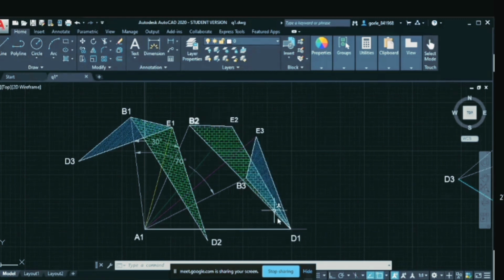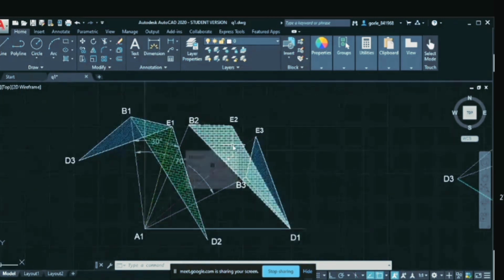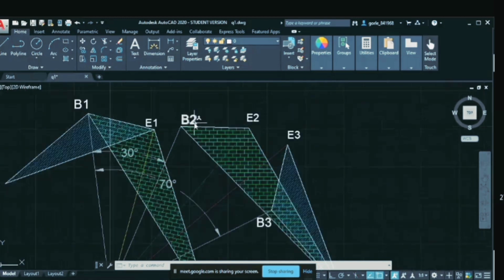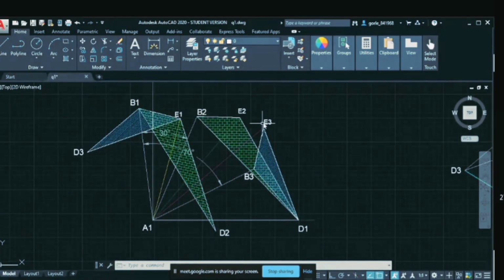I have shaded this with green bricks so that you can identify it easily. If you see here carefully, it is B2, E2 and D1. Now the symmetrical triangle to this will be B1, E1 and D2, and you already know B1, E1. So if you construct a similar triangle, you get the third coordinate, which is D2. That's what we have done here. Similarly, B3, E3, D1 gives us a similar triangle B1, E1, D3, and we know where B1 and E1 are, so we'll get D3.